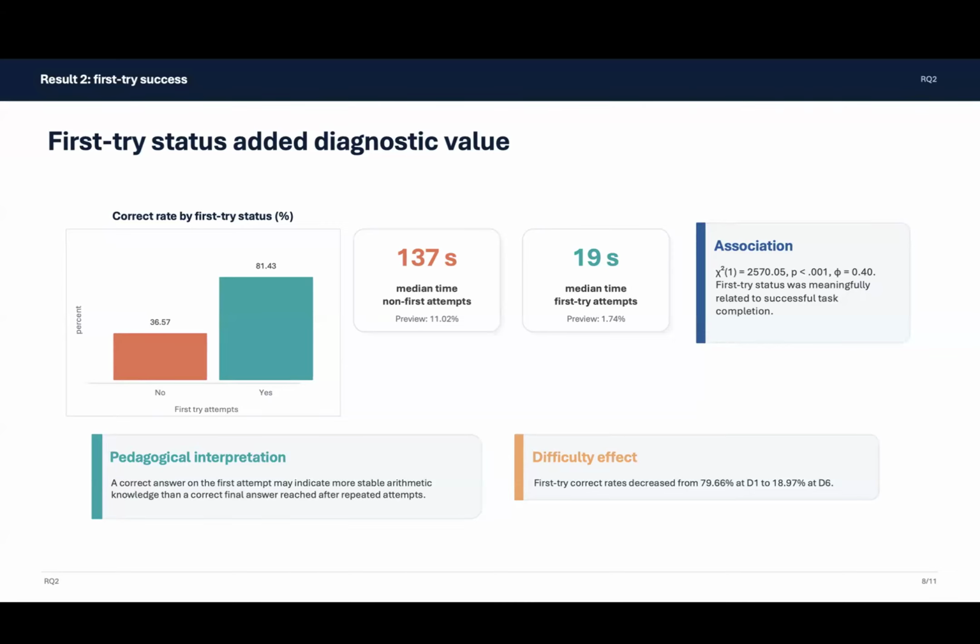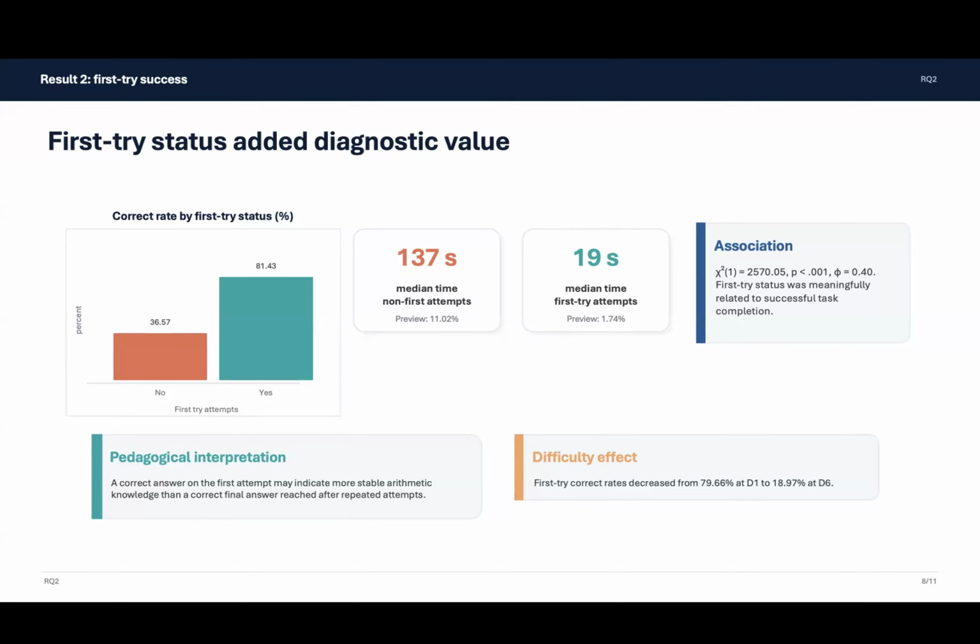The difference in calculation time was also large. The first try attempts had a median time of 19 seconds, whereas non-first attempts had a median time of 137 seconds. We did a statistical test, and the chi-square test showed a statistically significant association between first try status and answer correctness. And in practical terms, first try success gives additional diagnostic value.